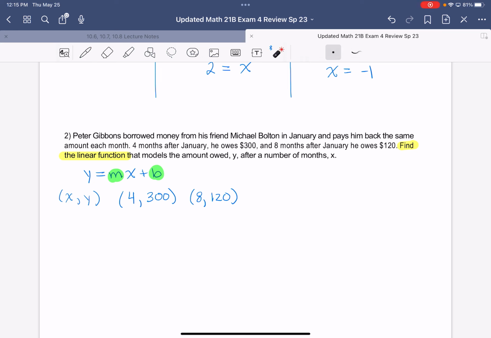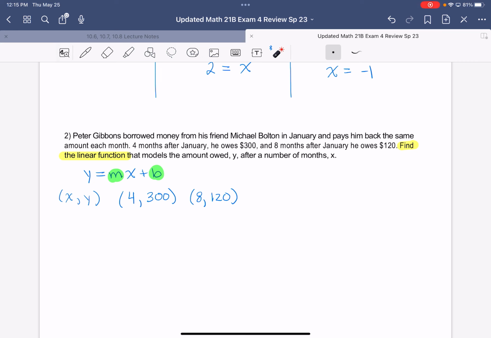Typically, in general, if you are given a measure of time, time is almost always going to be your x value. And then whatever else is the y value. Any questions so far?